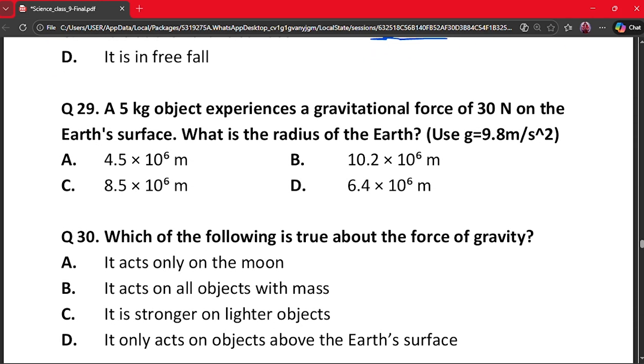Our next question is question number 29. A 5 kg object experiences a gravitational force of 30 N on the Earth's surface. What is the radius of the Earth? Use g as 9.8 meter per second square. So let's solve this. So here average Earth radius is 6.4 into 10 raised to the power 6 meter. So from known gravitational calculations, option D is the correct answer.